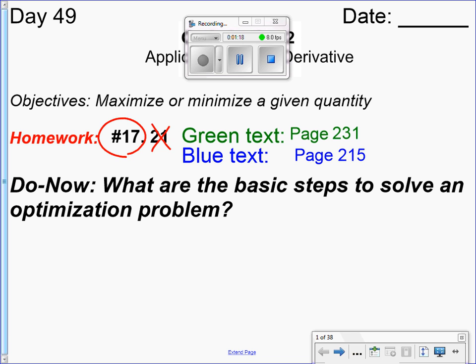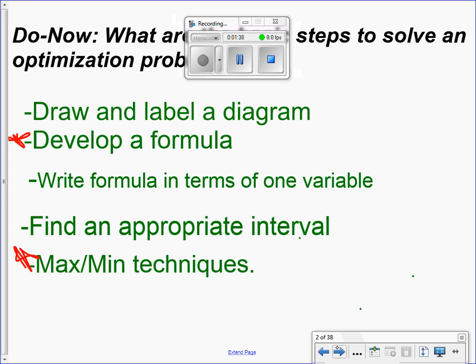But then comes the fun part. So you got your equation in one variable. What do you do after you get the interval? Yeah, the max-min technique. You get the derivative and use your first or second derivative test. Find your max, find your min. So those are the basic techniques. You got a sense.